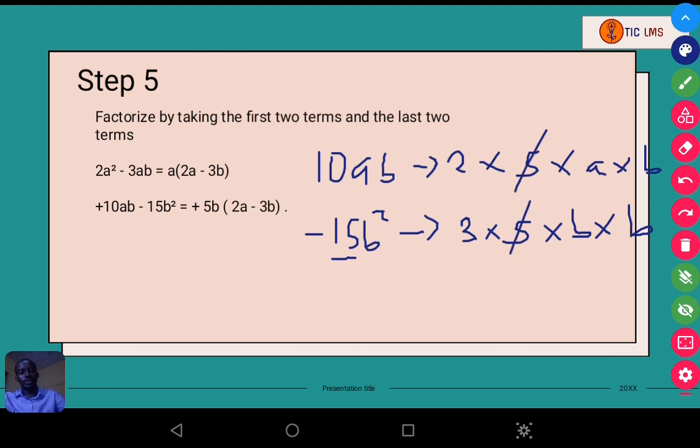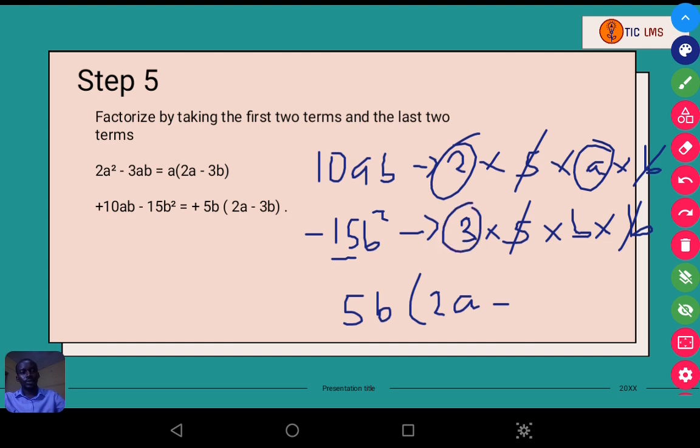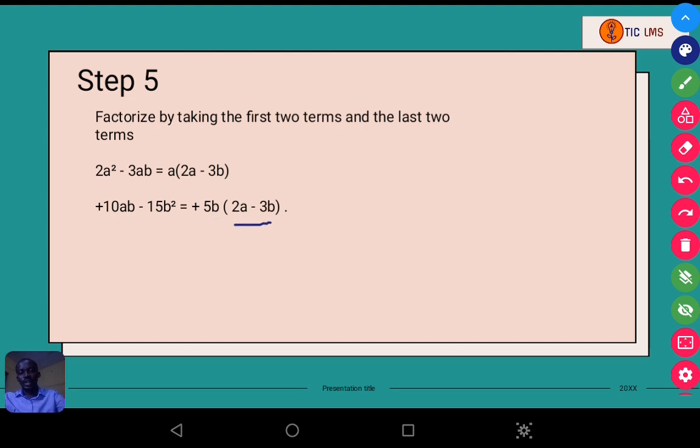We have 5, which is common, and then b is common. Now what do you have left? You have 2 and a from the first one here, and then you have your negative, then 3 and b. So that's what you have over here. And then you have your positive to join them together. Now do not forget that the terms you have inside the brackets need to be the same. So let's move on to step 6.